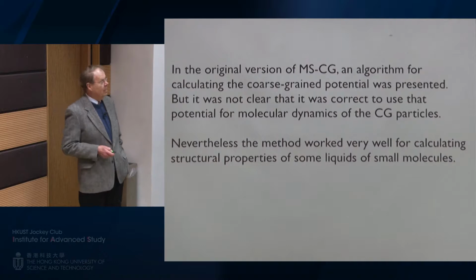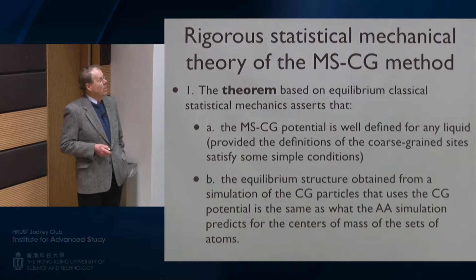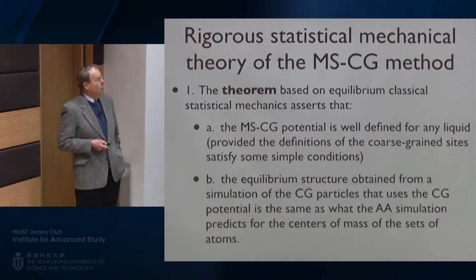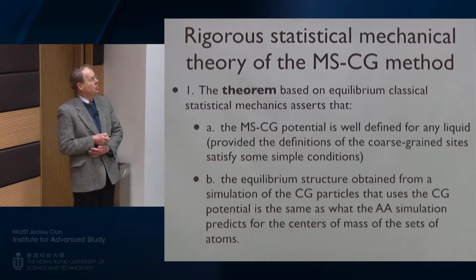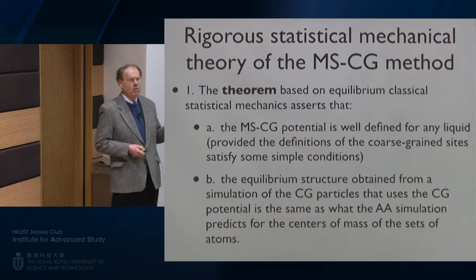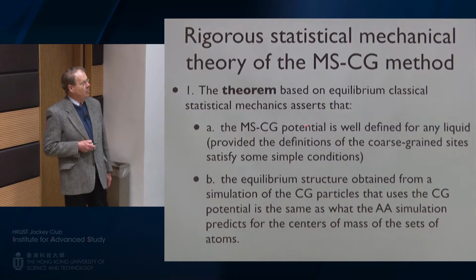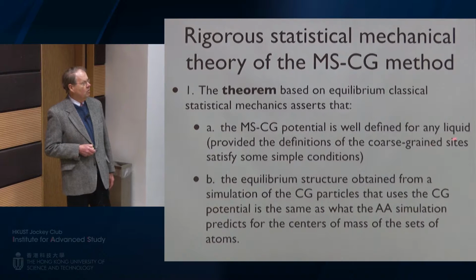But in any case, at that point, he and I started collaborating because he was interested in trying to develop a statistical mechanical understanding of what that potential actually was. And so I collaborated with his group, and we developed a rigorous statistical mechanical theory of the MSCG method. And the theory consisted of three parts: a theorem, a variational principle, and a set of algorithms. So the theorem is based on equilibrium classical statistical mechanics and asserts the following. The MSCG potential is well defined for any liquid, provided the definitions of the coarse-grained sites satisfy some very simple conditions.